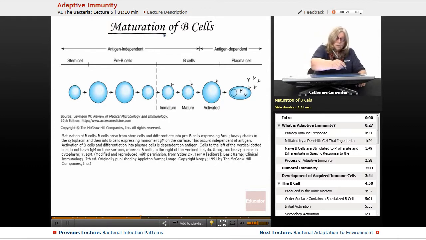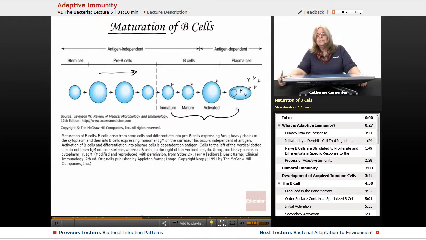So we start out with our precursor cells, and we go through various maturation stages, and then this part here is actually where we start expanding that clone of B cells to be complementary to the shape of those antigens, or that new antigen that came on the scene to infect the host.